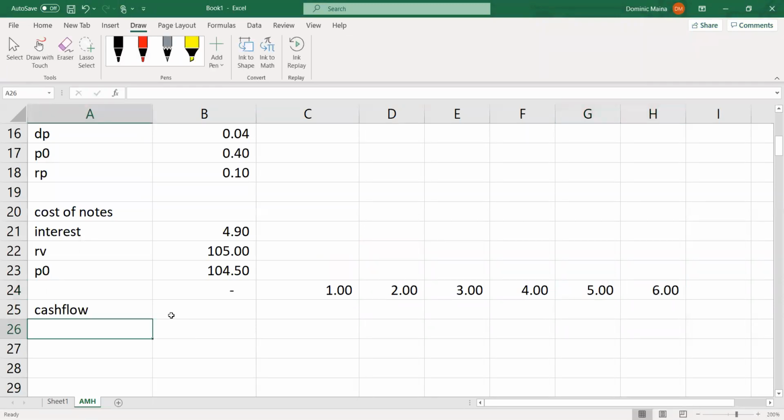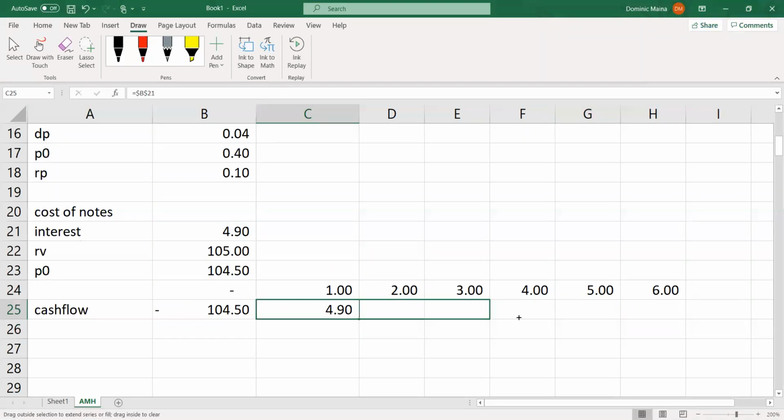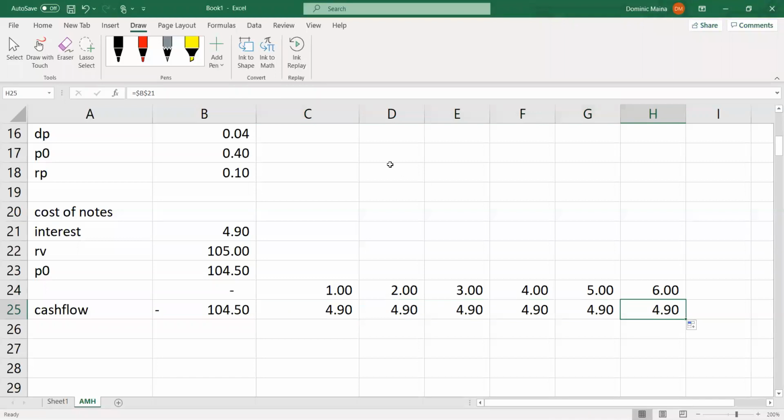So cash flows, year 0, of course, the market value is negative, 104.5. Then from year 1, you get the interest, which repeats. So I can lock that cell because it's the same interest throughout. Then I can drag until year 6. In year 6, don't forget there's redemption. So over and above the 4.9, plus the redemption of 105. That's the final cash flow.